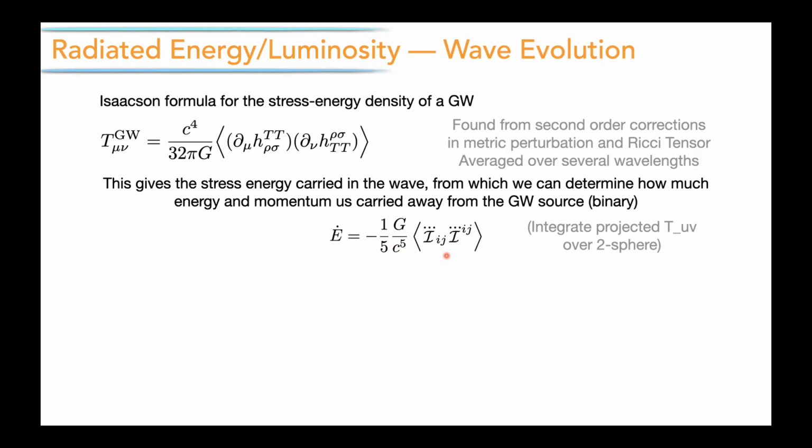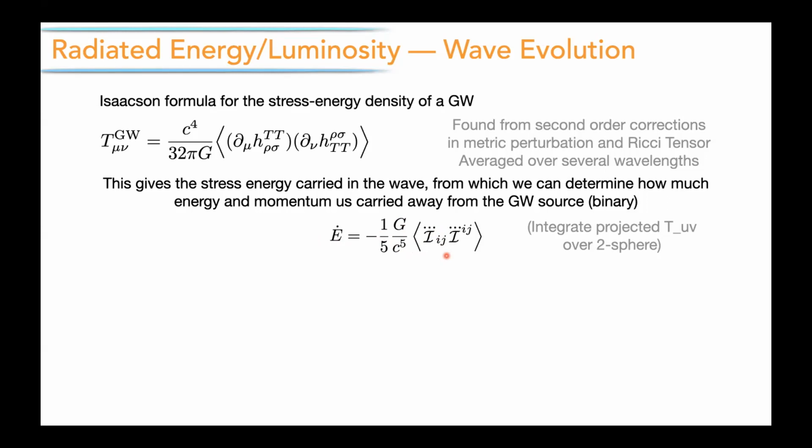So that's a great question. To do this calculation, you have to average over a few different wavelengths of your gravitational wave, and this has something to do with the non-locality of energy in general relativity. But this is an average over a few wavelengths of your gravitational wave.